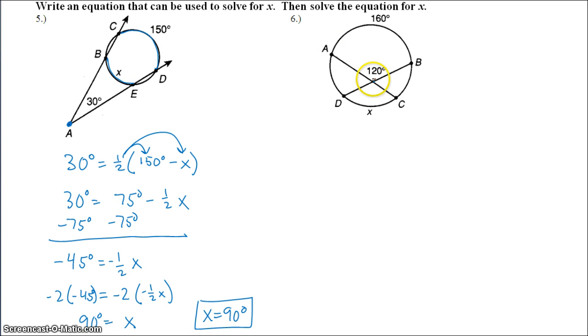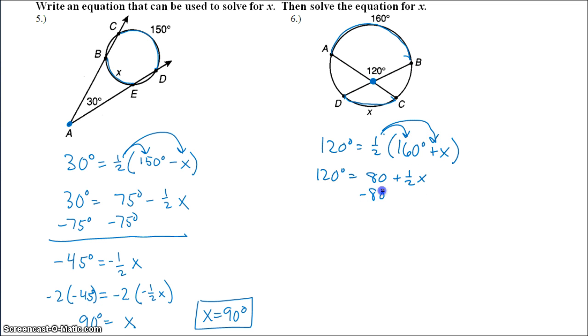In number 6, the vertex of our angle is inside the circle, so the formula is angle equals 1/2 of arc plus arc. So 120 degrees is going to equal 1/2 of 160 degrees plus x. Again, I'm going to distribute to solve. I'm going to continue to solve by subtracting 80.